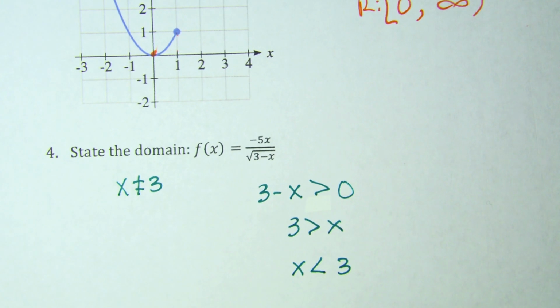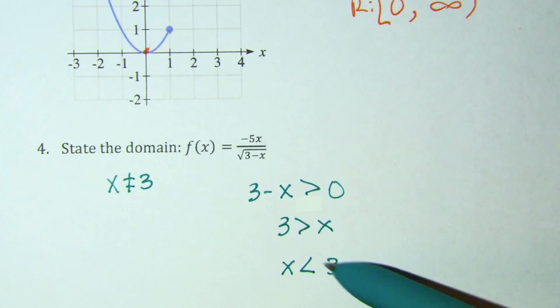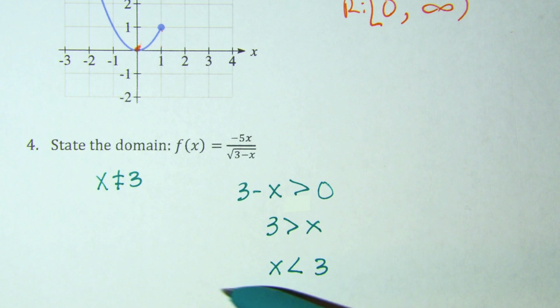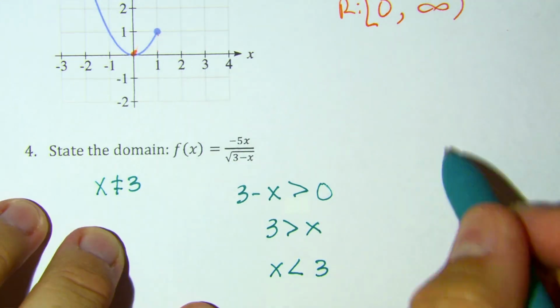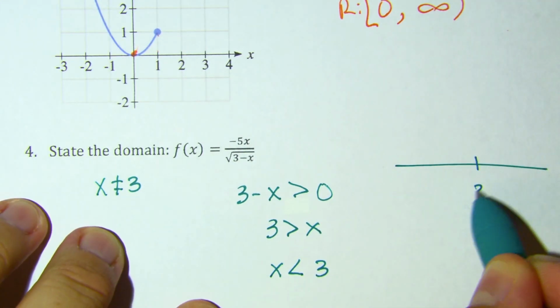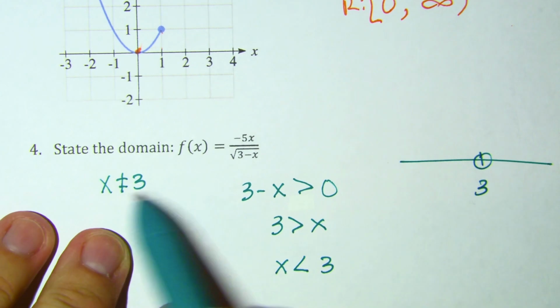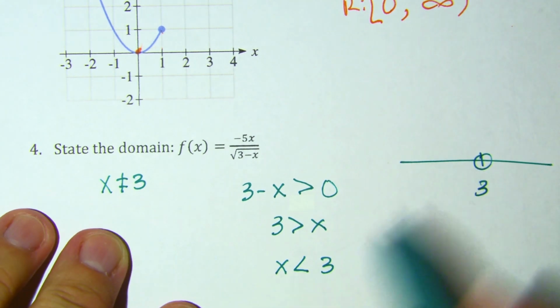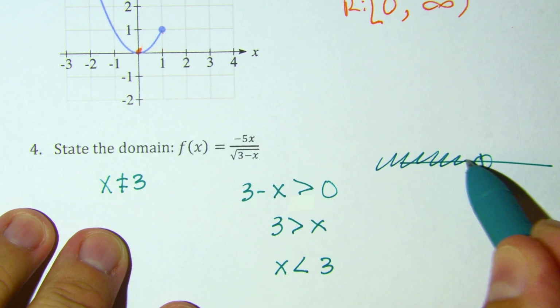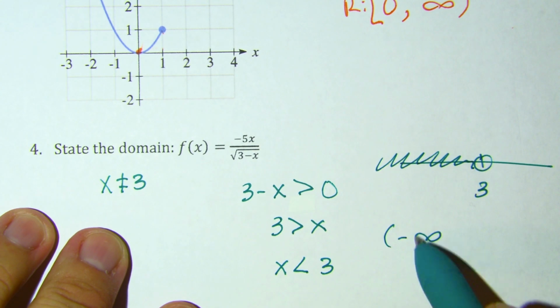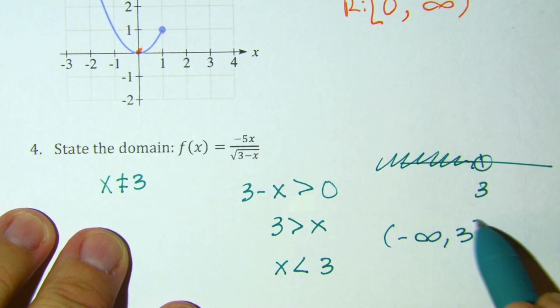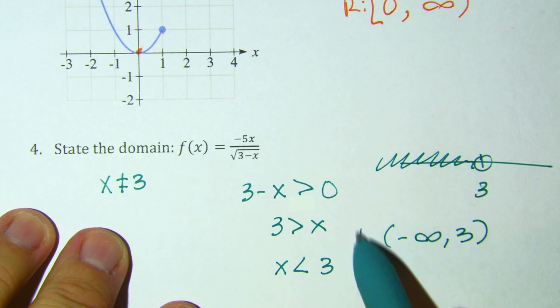And from here, we can notice that x cannot equal 3, and this takes care of that. This is strictly less than 3. So if you think about this graphically, that would be an open dot at 3. Again, it does not equal 3, and all the x values less than 3. So that would be negative infinity all the way to 3 with a parenthesis at 3. And that is my domain.